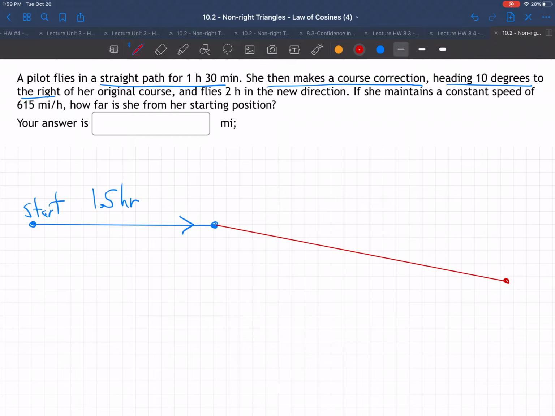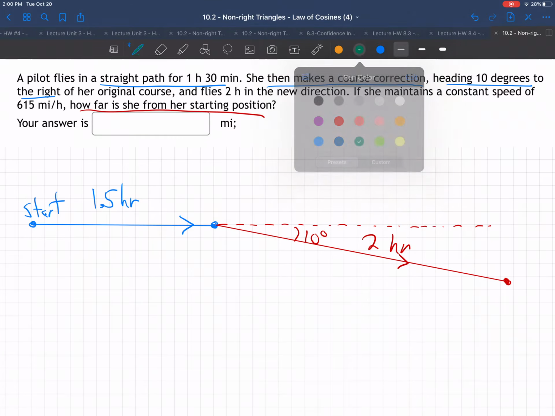There's where she stops, meaning this angle is 10 degrees. That makes sense. She turned 10 degrees to the right from where she was headed. So she was going straight, then she went 10 degrees to the right. She did that for 2 hours. In fact, let me write that up here. 2 hours. Okay, and then the question is, how far is she from her starting position?